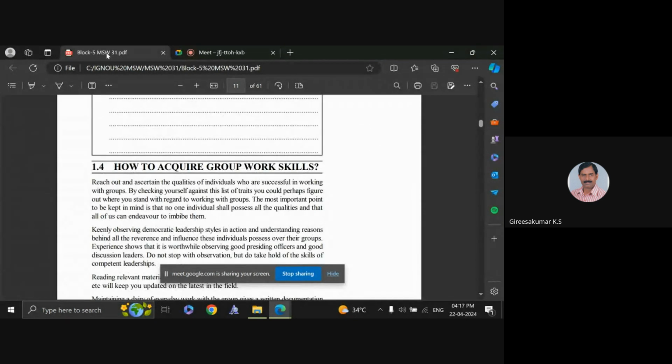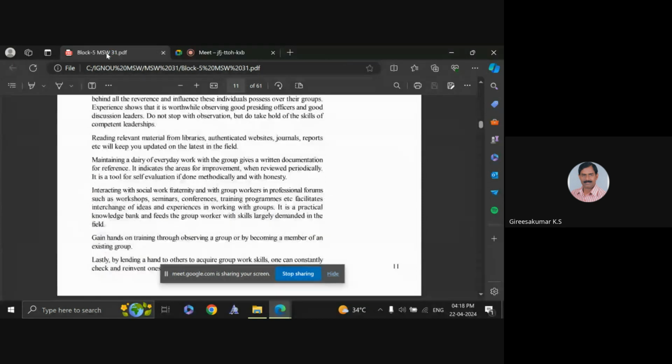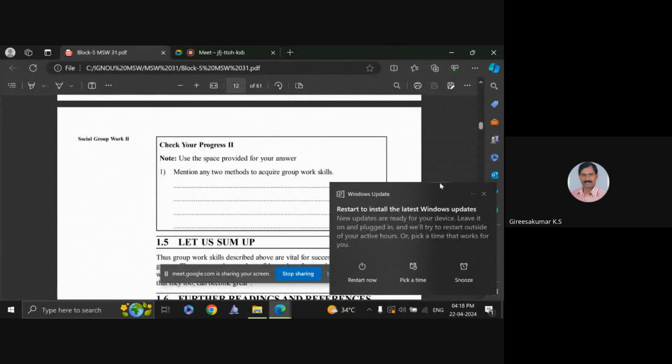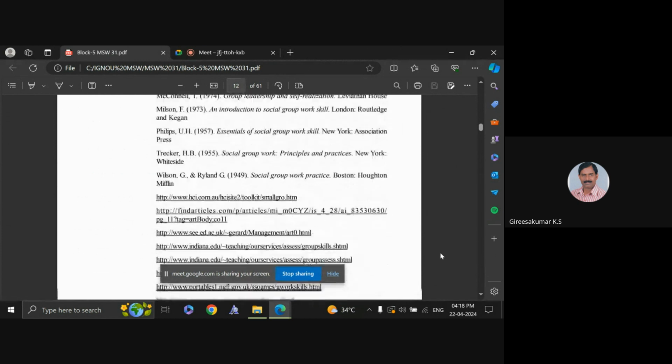Now the first unit is how to acquire group work skills. That is what we did in this chapter. So this first unit is over.